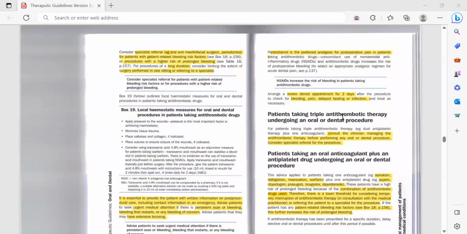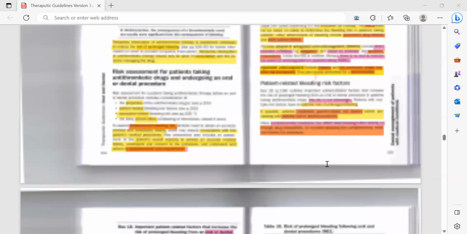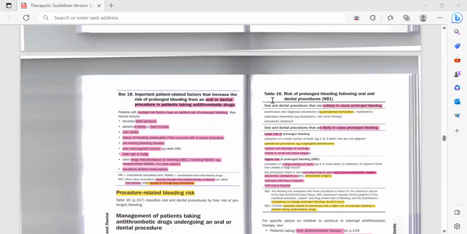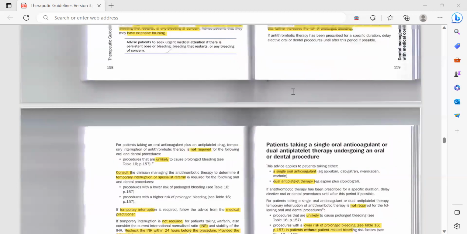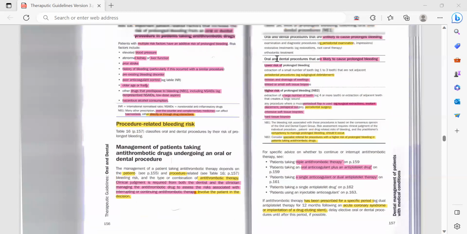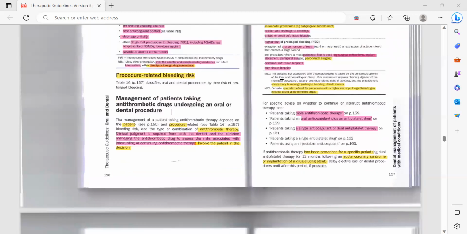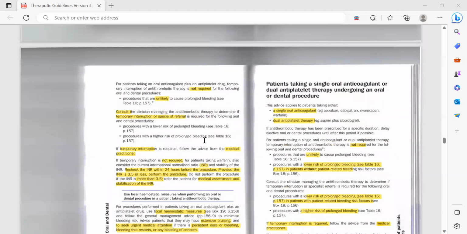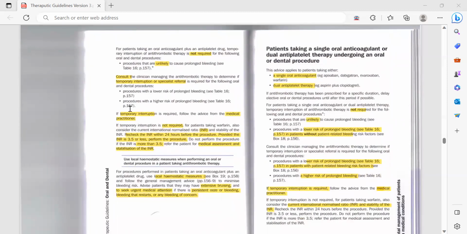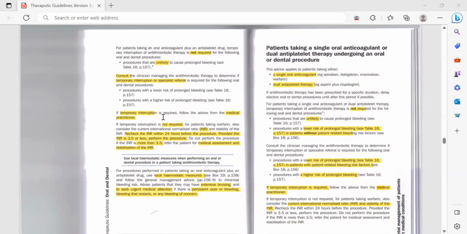Okay, so for the triple antithrombotic therapy patient, we are not touching them. We are not doing anything on them. For these patients, we can do unlikely procedures, which means we can do the exam, the filling, the root canal, the orthodontic treatment. But we cannot do any other treatment, either lower risk or high risk, without consulting their clinician. And if the medical practitioner says to stop the medication, we can stop it.